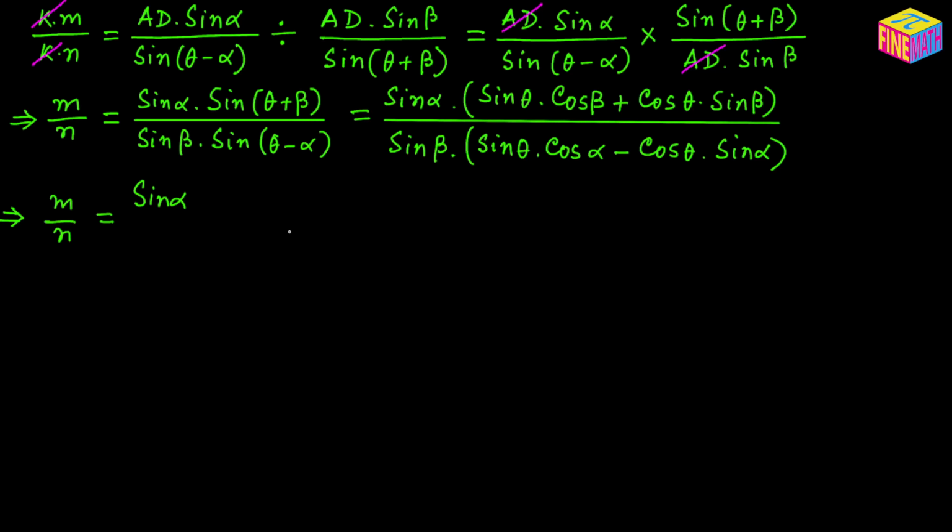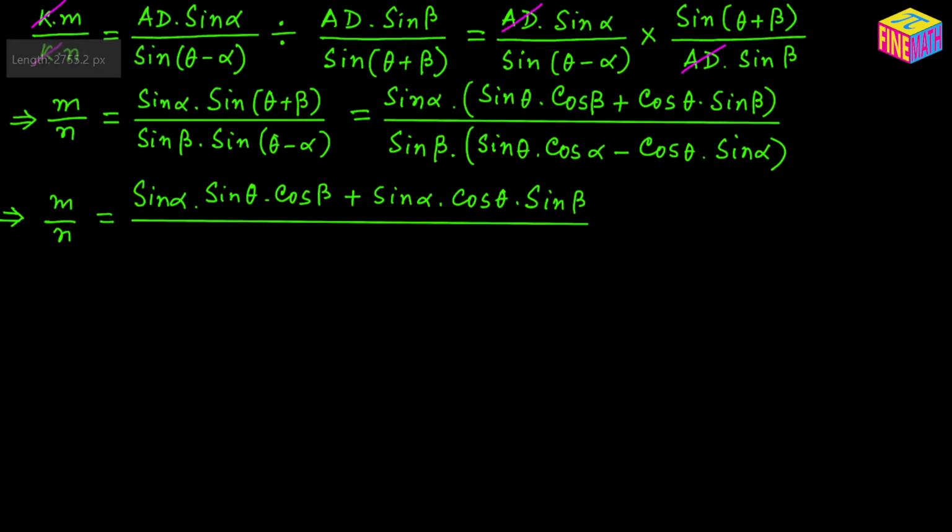So sin alpha will be multiplied with each of the terms inside the parenthesis. The first one will be sin alpha times sin theta times cos beta, plus the second term will be sin alpha times cos theta times sin beta, and all of that over in the denominator we will have sin beta times sin theta times cos alpha minus sin beta times cos theta times sin alpha.